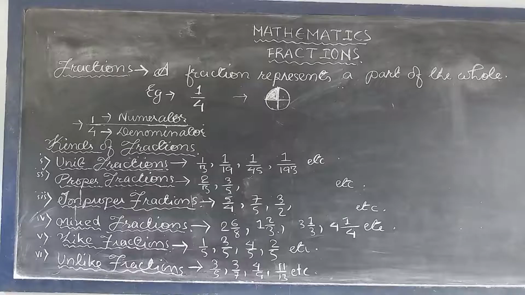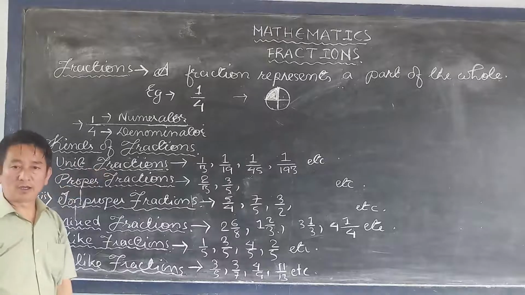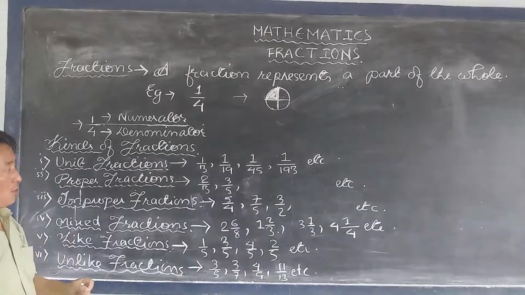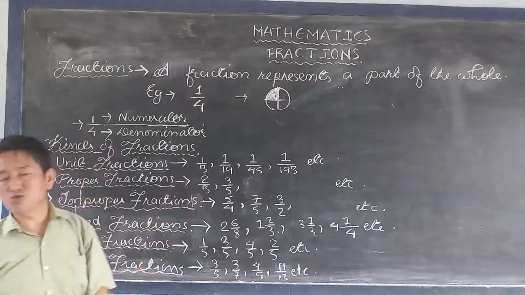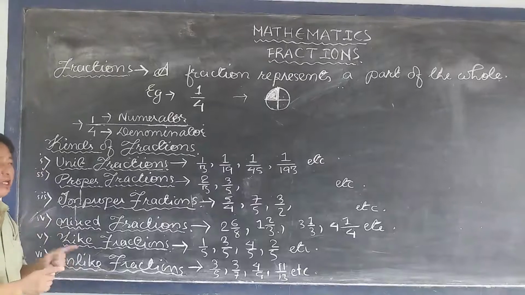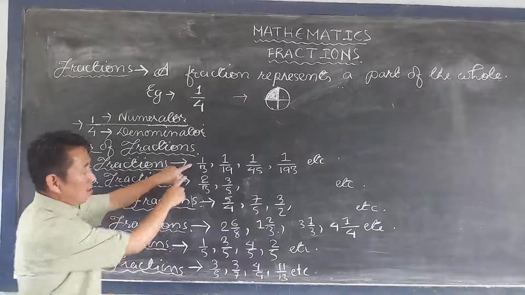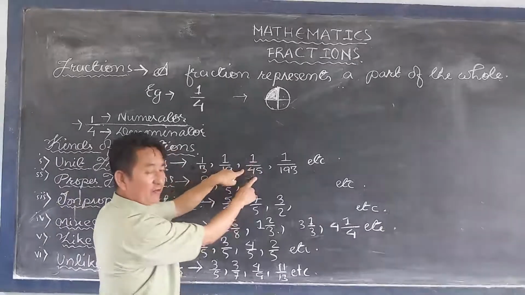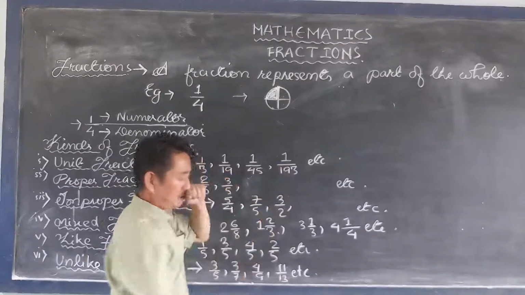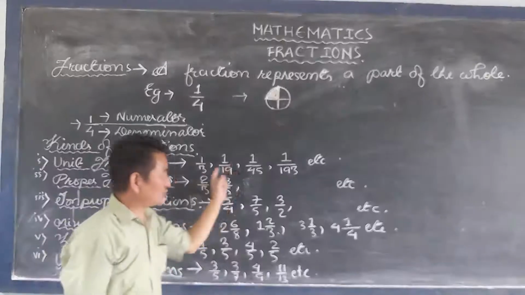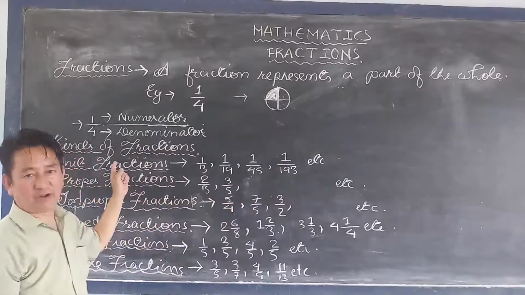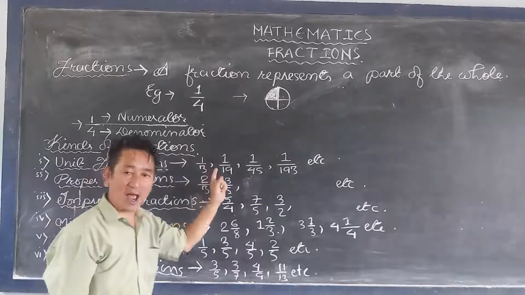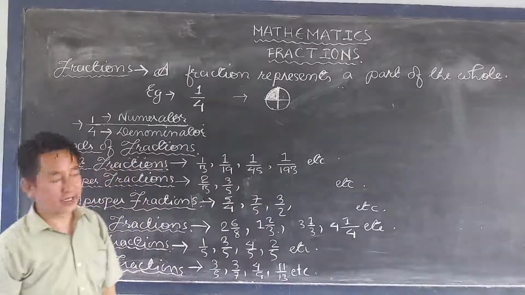Now next, kinds of fraction. Unit fraction. Fractions which have 1 as their numerator are called unit fractions. As you can see here, 1 by 3, 1 by 19, 1 by 45, 1 by 193, etc. These are unit fractions as they have 1 in their numerator.